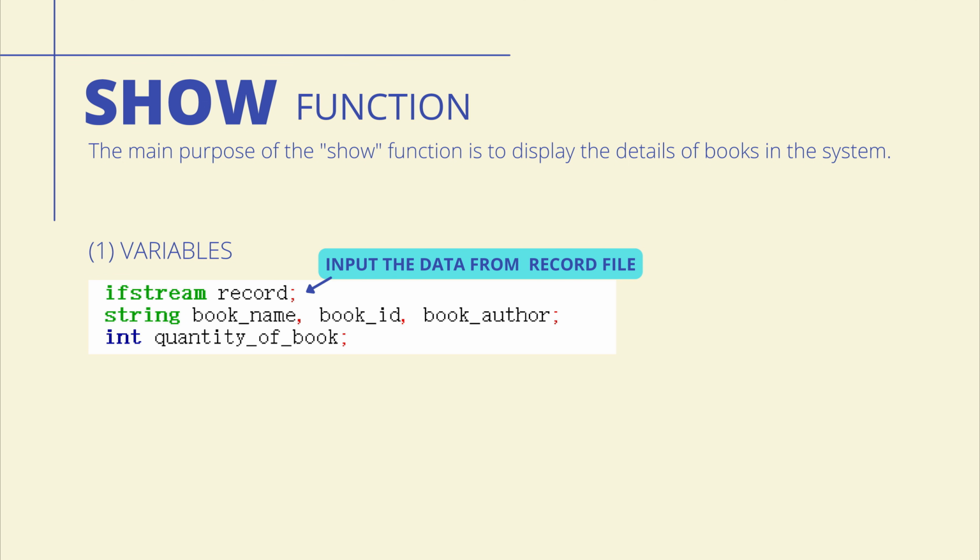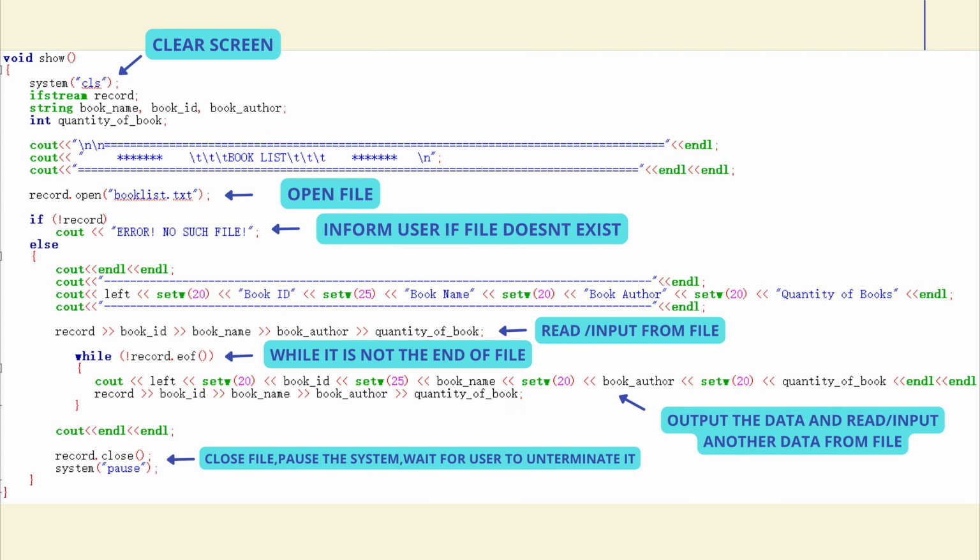In this program, the show function is included. The main purpose of the show function is to display the details of books in the system. Firstly, when the function is run, the system will automatically clear the screen and print out the header book list. Next, the program will open the file, which is booklist.txt.